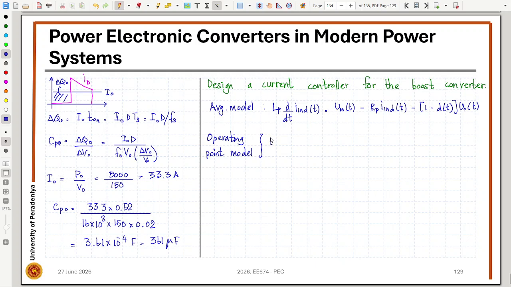So the operating point model would be Lp d over dt of i inductance(t) is going to be equal to v in(t) minus Rp times i inductance(t) minus (1 minus d operating) v out(t), plus we would have v out operating times d(t). So we can apply the Laplace transformation.